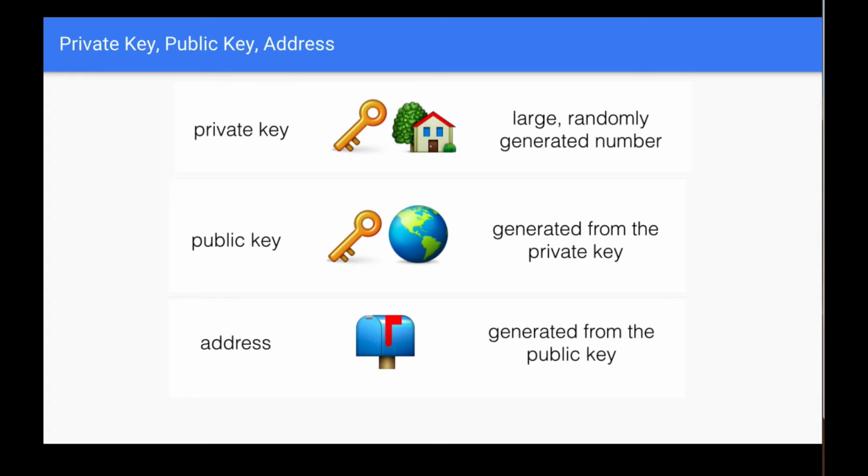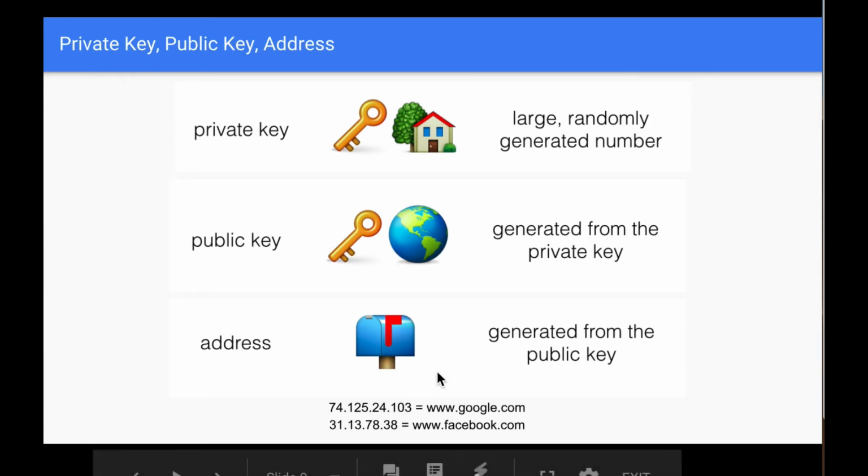And then there is the address. In the case of an address, we have something like an IP address in computers, like 74.125.24.103.